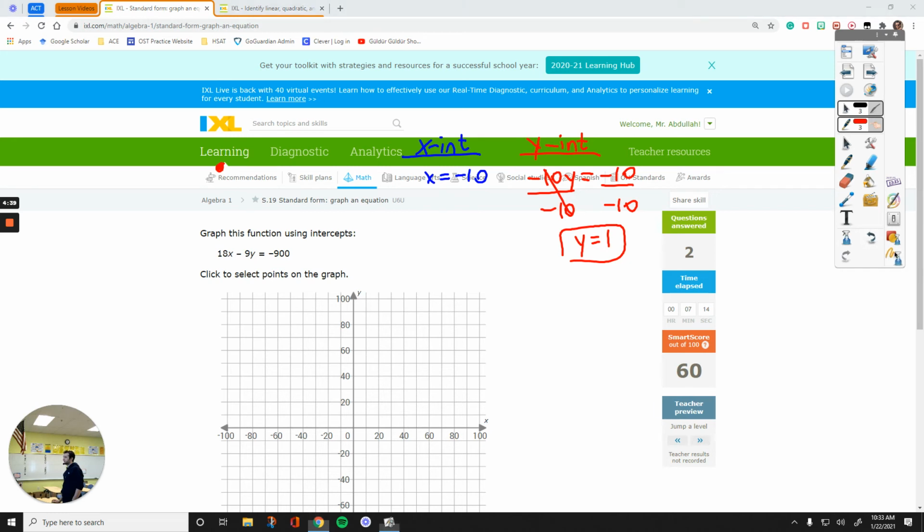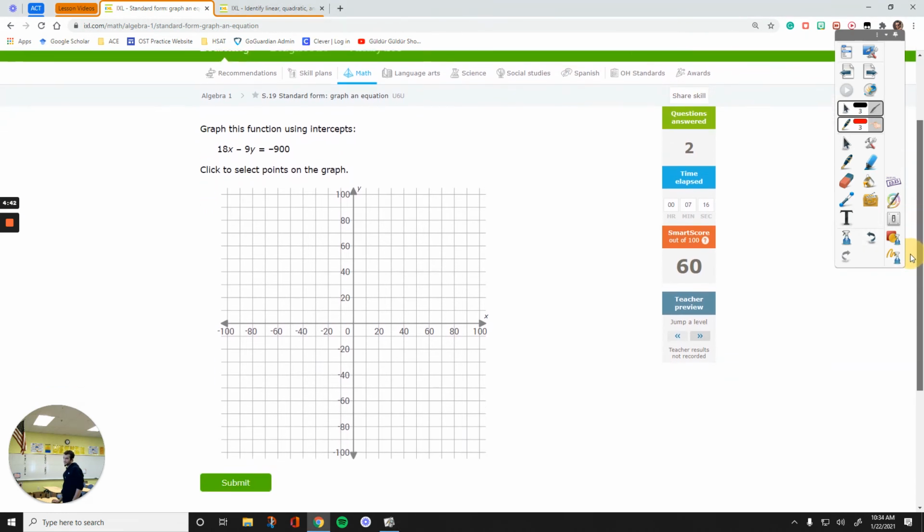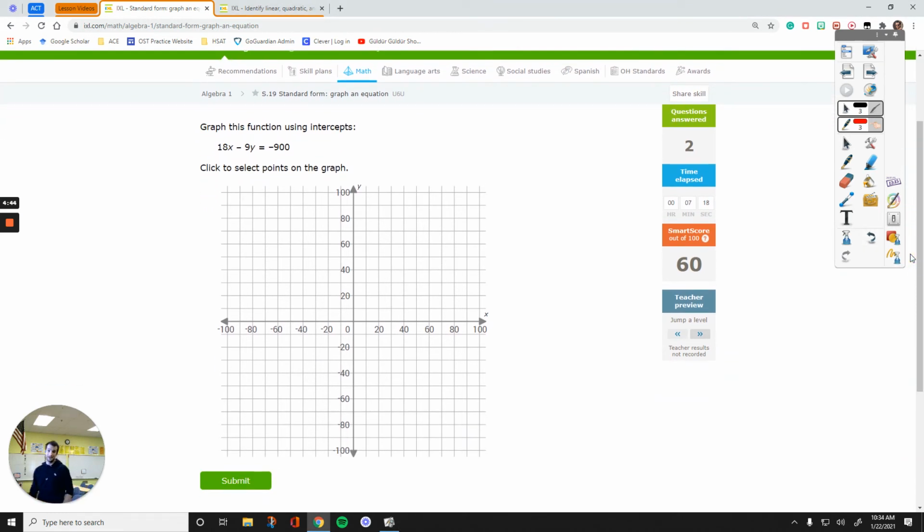It doesn't get any harder, it's just getting pettier. Okay, so this one here, same concept. Get the x-intercept figured out by ignoring the y term. So solve this: 18x equals negative 900. Divide everything by 18. So x equals negative 50.